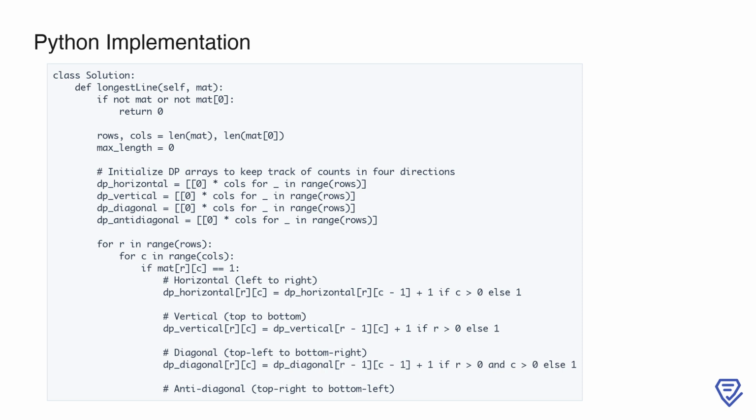To efficiently calculate the length of lines in all 4 possible directions, we create 4 dynamic programming arrays: dp_horizontal, dp_vertical, dp_diagonal, and dp_antidiagonal. Each array has the same dimensions as the input matrix and is initially filled with zeros. These will help us track the length of consecutive ones ending at each cell for horizontal, vertical, diagonal, and anti-diagonal directions, respectively. Then, we use a nested loop to iterate through each cell of the matrix row by row and column by column. If the current cell contains a 1, we start updating our DP arrays for each direction.